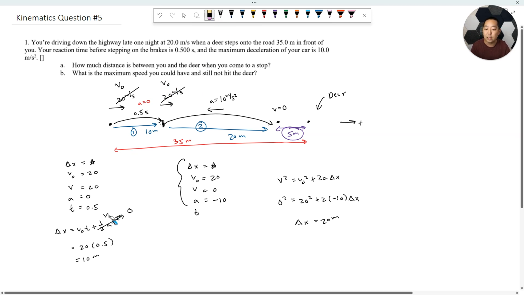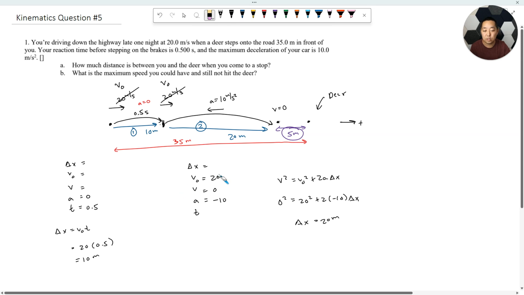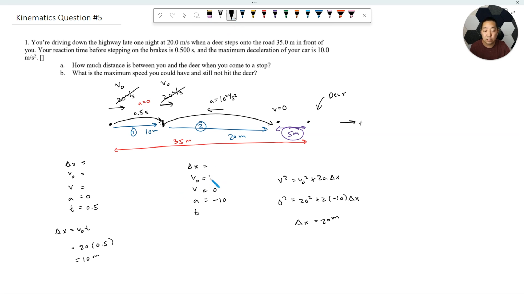So let's go back, and we're going to backtrace everything that's true. So all the 20s we're going to replace with V0. Okay, so let's erase this, V0, V0, V0. And there's two distances here. Let's call this, say, D1, and we'll call this D2. And we know that D1 plus D2, the total distance, has to add to 35 meters.